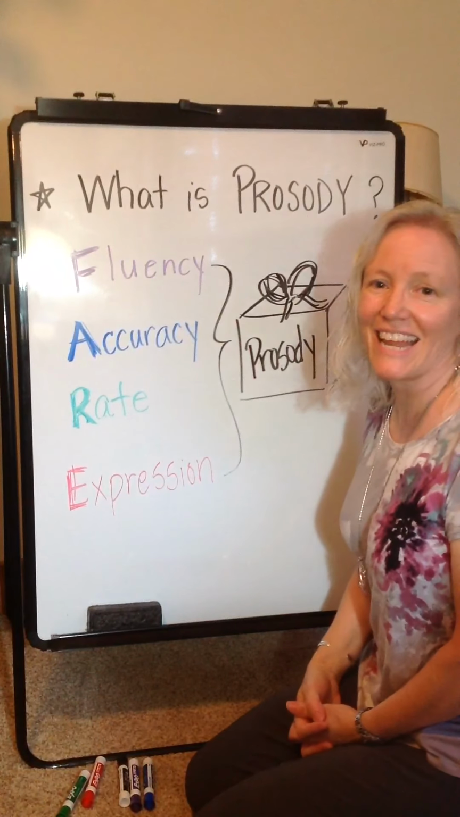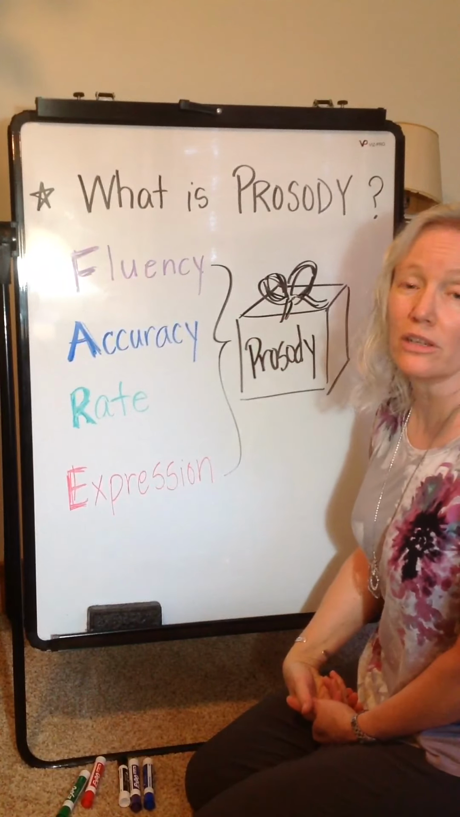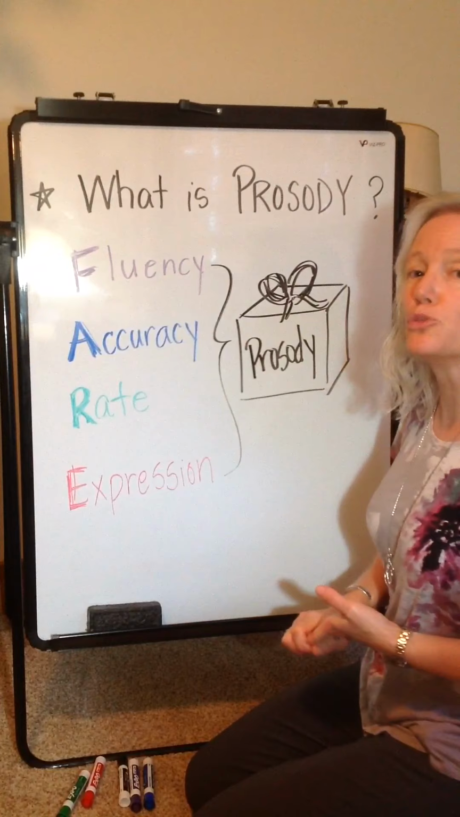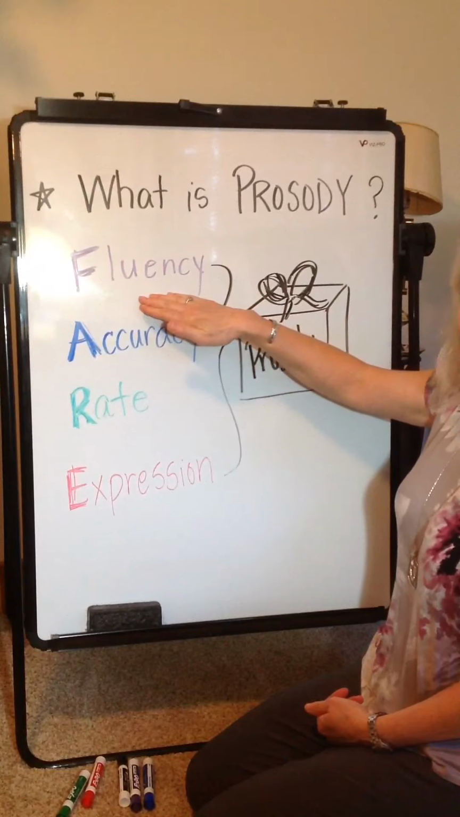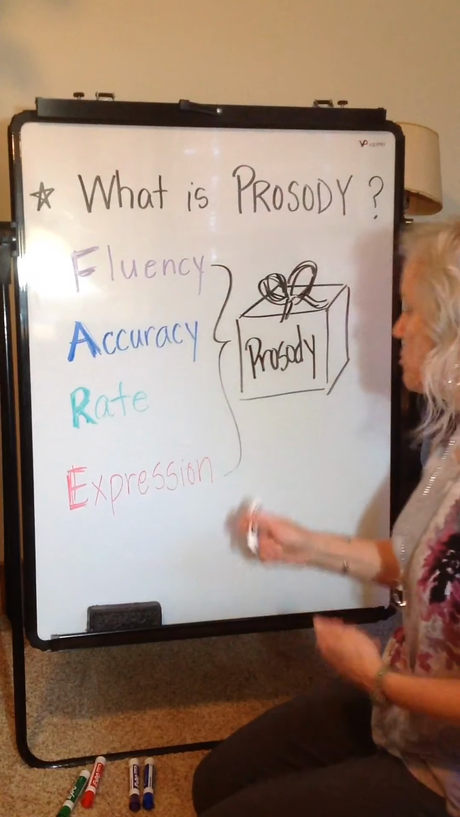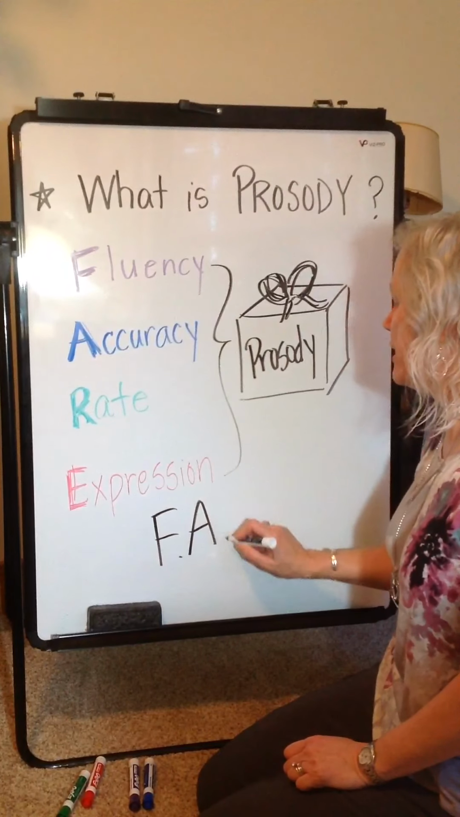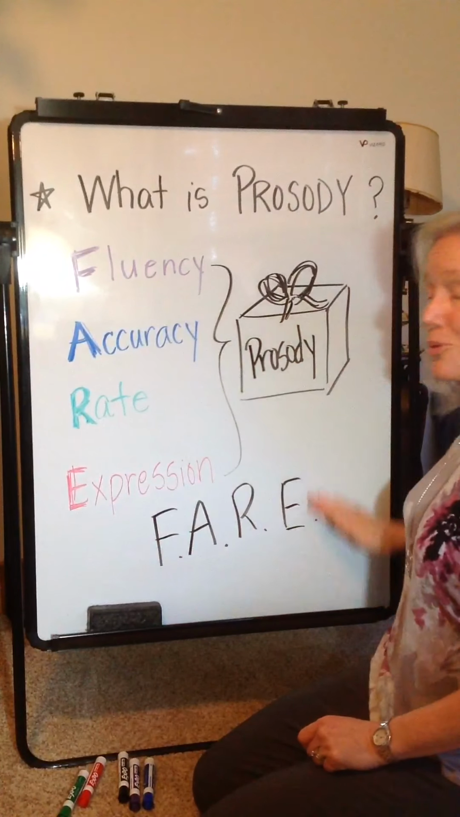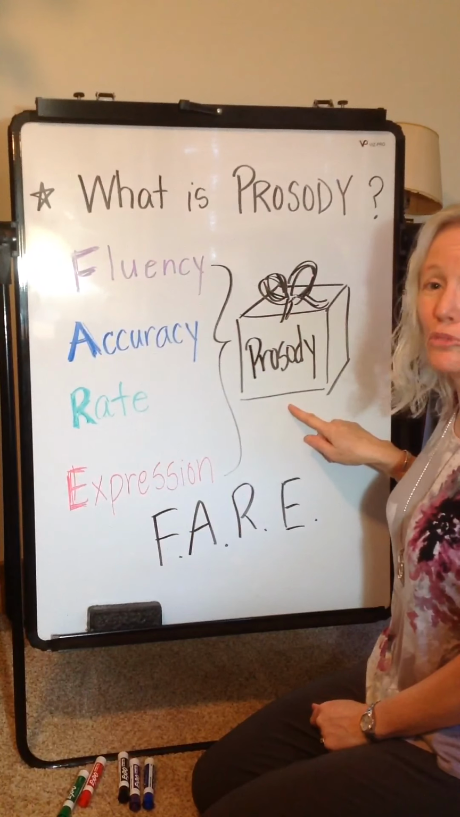So what have I talked about today? I've talked about the components of good reading that will help improve your comprehension. If your comprehension increases, then naturally your test scores are going to increase because you are understanding what you are reading. So the different parts of prosody are fluency, accuracy, rate, and expression. And how do we remember that? We remember it with the acronym FAIR. F-A-I-R-E. So by practicing, you are paying your fare to have good prosody.